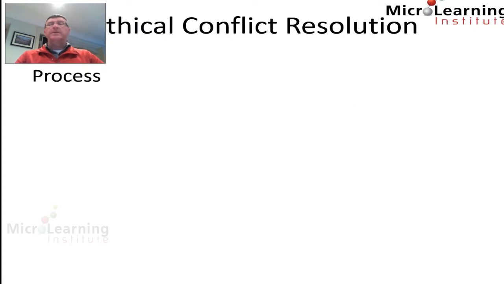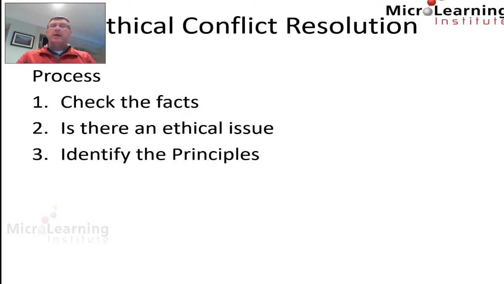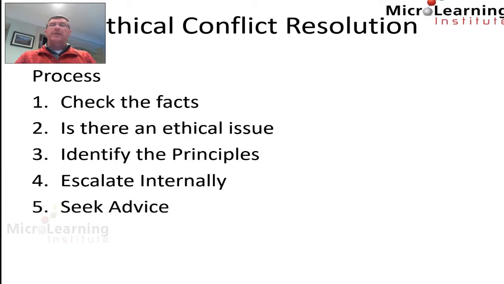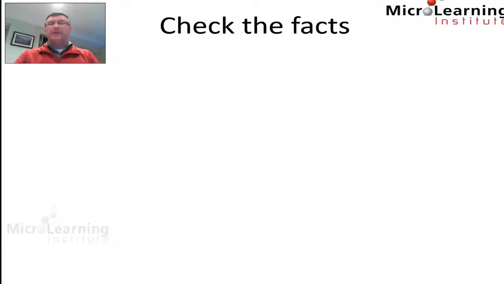The IFAC code presents a process for ethical conflict resolution. This process has a number of steps, namely: 1. Check all the facts, 2. Establish if there is an ethical issue, 3. Identify which fundamental ethical principle is involved, 4. Escalate your concerns internally within the organization, 5. Seek advice from perhaps outside the organization, and 6. Finally, refuse to remain associated with any ethical conflict. Let's look at these steps individually.